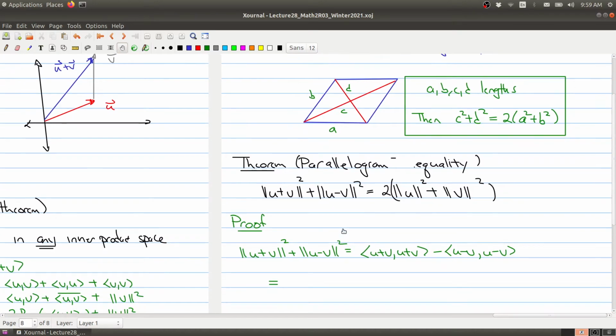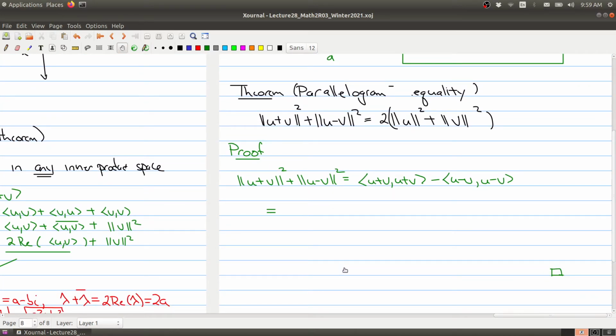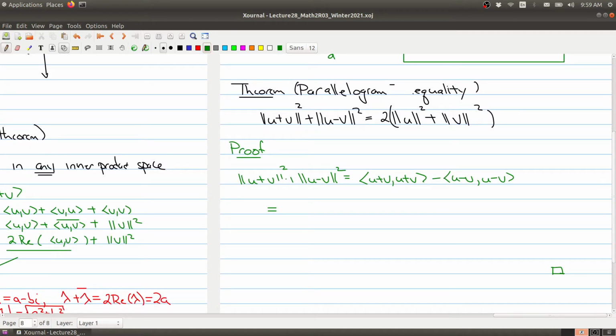Okay, and so let's just hammer out the proof here. Again, it's just following the definitions and keeping track of all the properties that we've learned as we go along. So we expand out this term, and we expand out this term, right? Because we're doing squares, it just means the inner product of u plus v with itself, and over here we have u minus v. So we just follow our nose and use all the properties that we know.